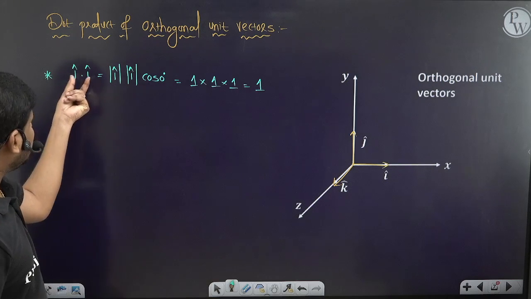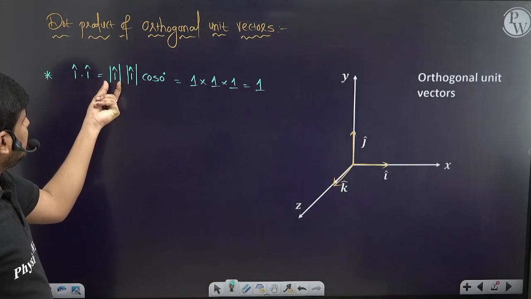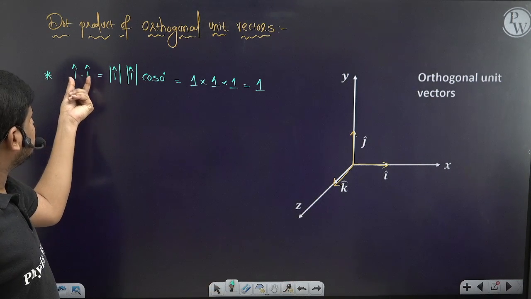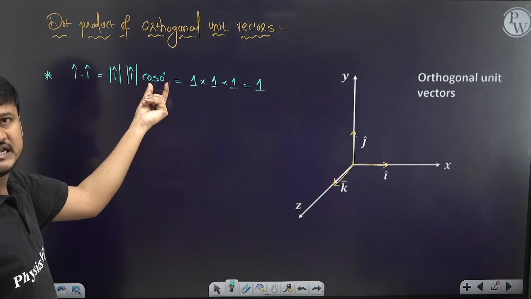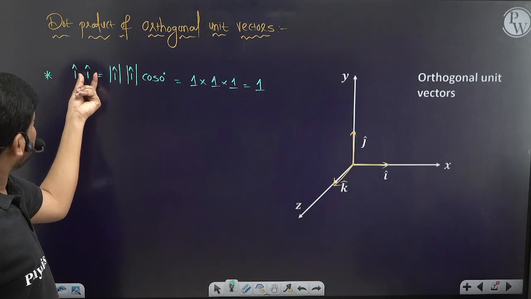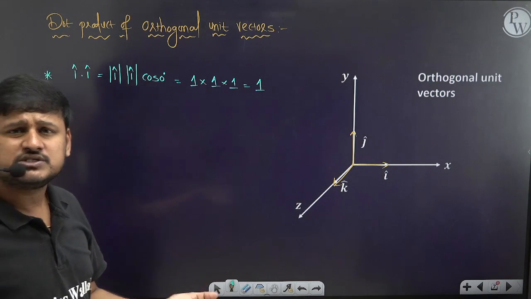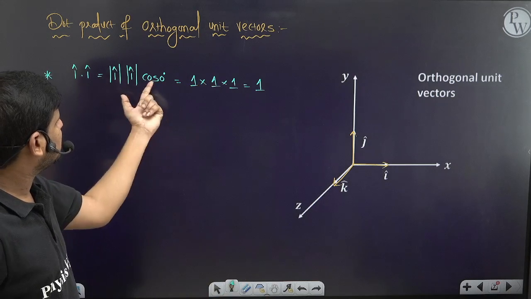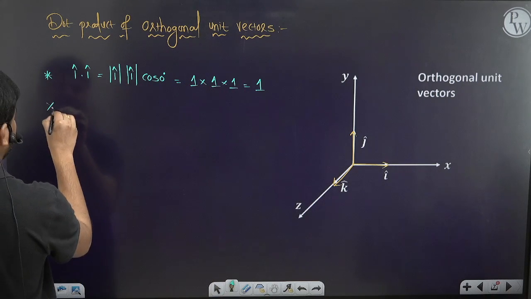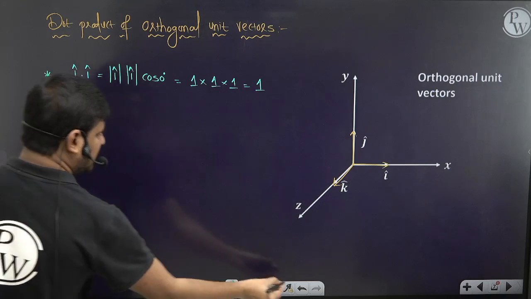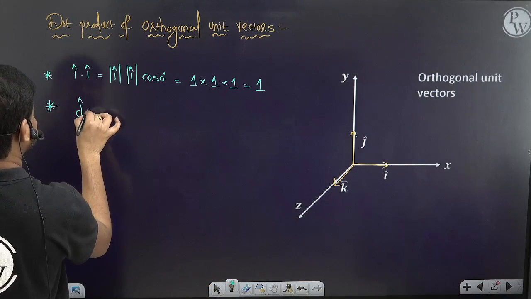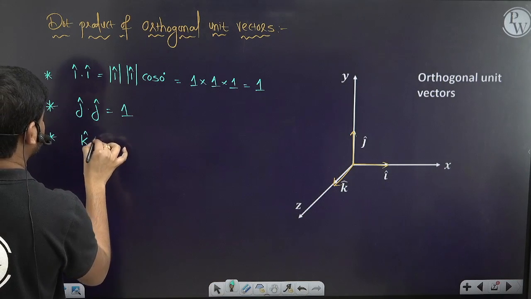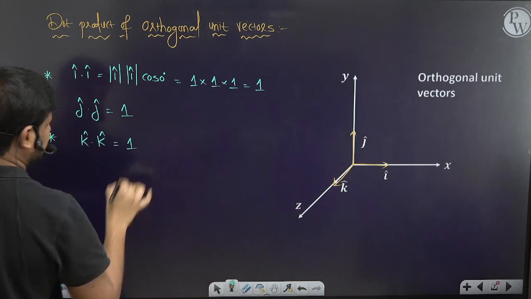Understood this part? i dot i means i into i into cos theta. Since the vector is dotted with itself, the angle is going to be 0. The magnitude of a unit vector is what? 1, right? So unit vector magnitude 1, 1, and cos 0 is 1. So that's going to be 1. So i dot i is 1. Similarly, j dot j is going to be 1, and k dot k is also going to be 1. So this part is clear, right?